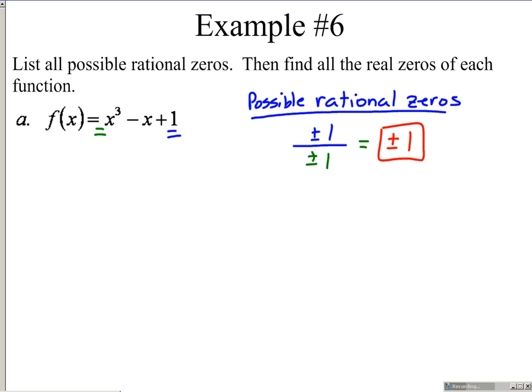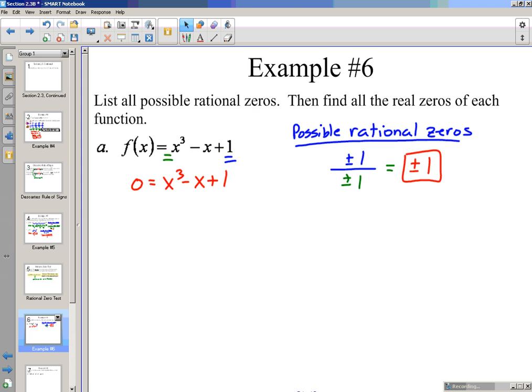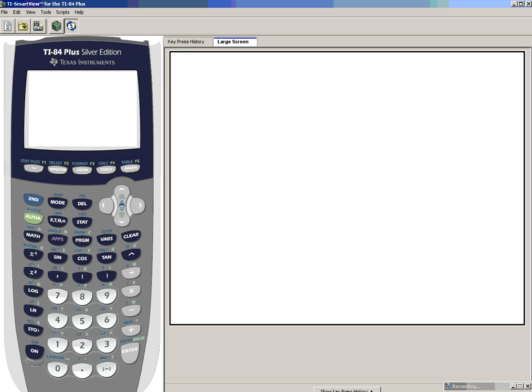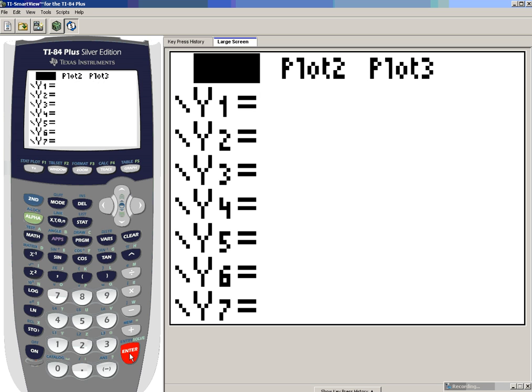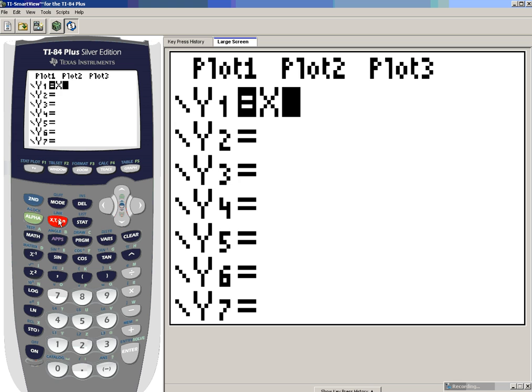Well, to go ahead and find all the rational zeros, I can plug in 0, and there's nothing that we can do to solve this equation. There's no factoring we can do. We can't use the quadratic formula because it's not a quadratic. So if we don't have anywhere else to go, we are going to go to the calculator. Put this function into the calculator. Y equals x cubed minus x plus 1.